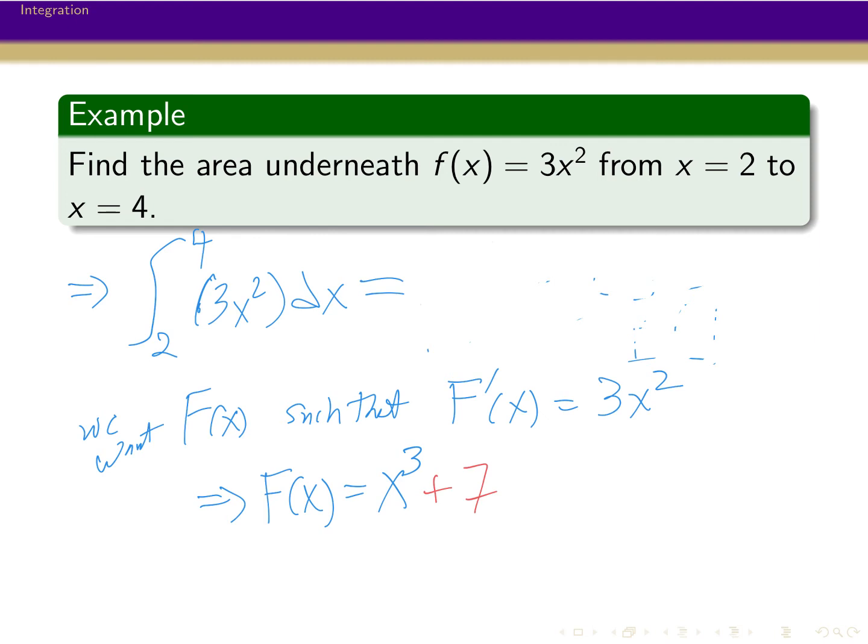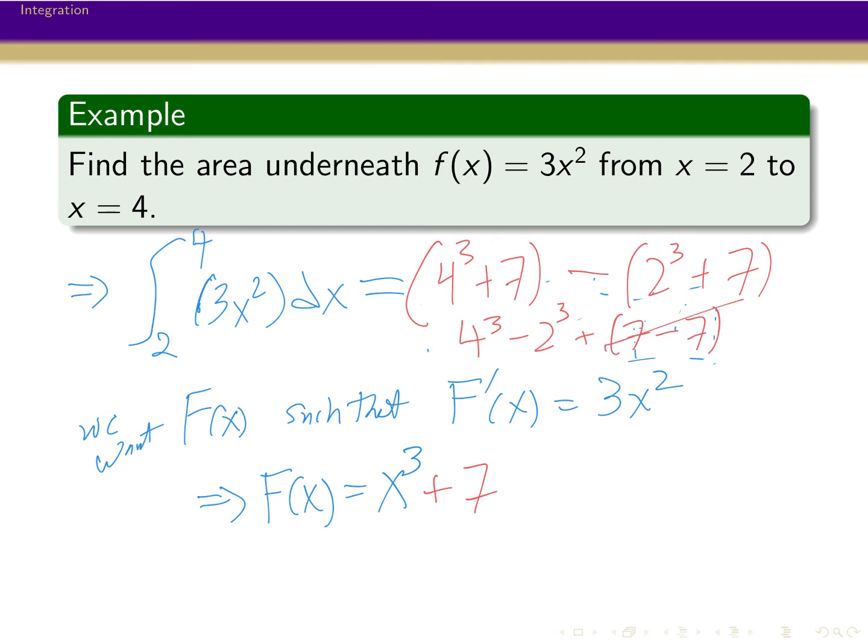Well, so then this would turn into 4 cubed plus 7 minus 2 cubed plus 7. And so we'd still have the 4 cubed minus 2 cubed, and then we'd have a 7 minus 7. And so those 7s would still cancel off, and we'd still end up with 56 being our answer. So it doesn't matter adding something to our big F. It doesn't really change anything.